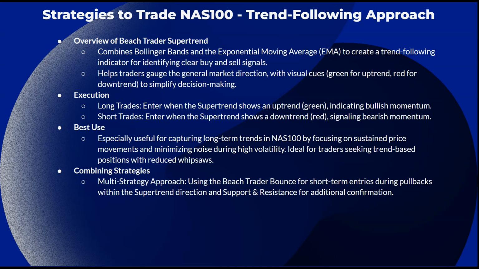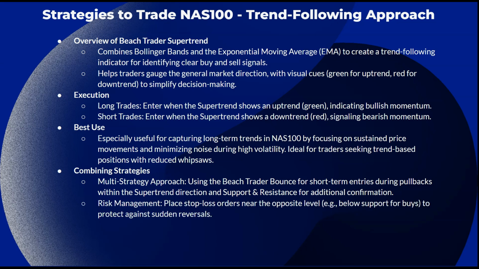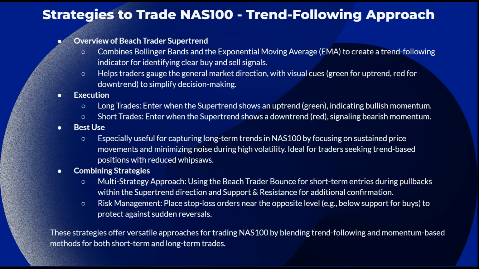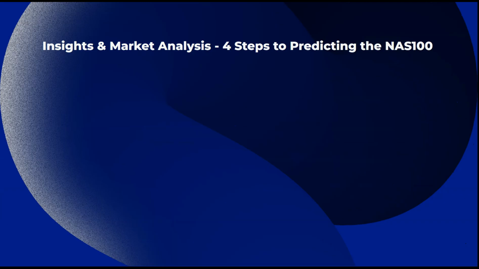Combining strategies, multi-strategy approach: using the Beast Trader bounce for short-term entries and during pullbacks within the supertrend direction, and support and resistance for additional confirmations. Risk management: place stop loss orders near the opposite level, below support for buys, to protect against sudden reversals. These strategies offer versatile approaches for trading NAS100 by blending trend following and momentum based methods for both short-term and long-term trades. Insight and market analysis, the 4 steps to predicting the NAS100.